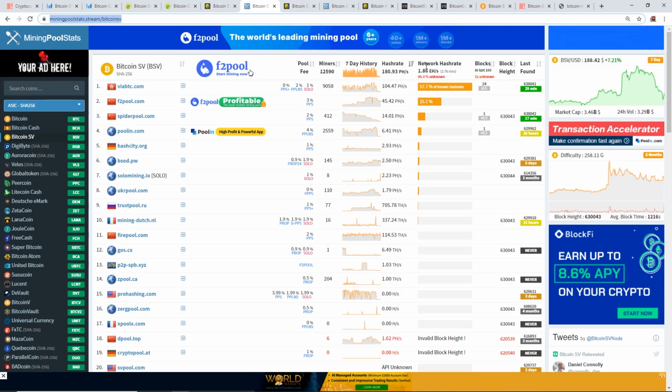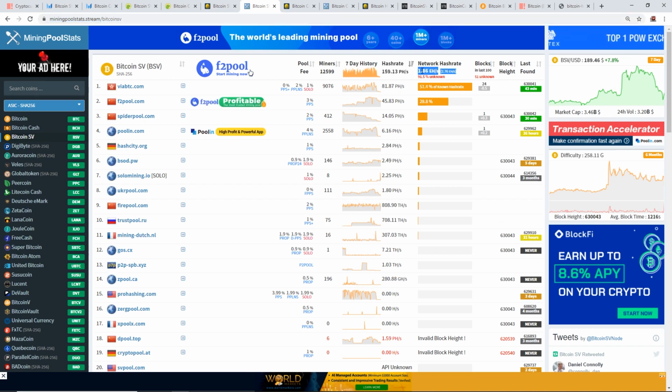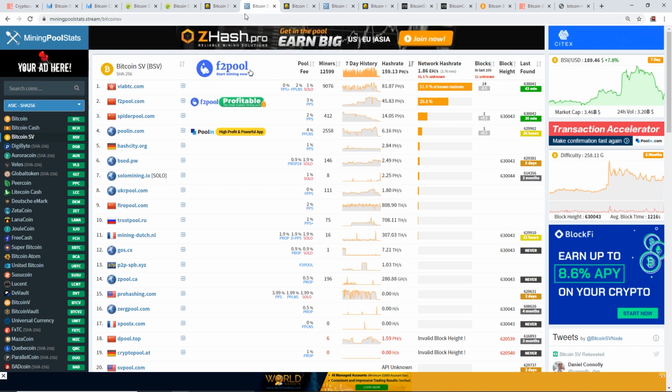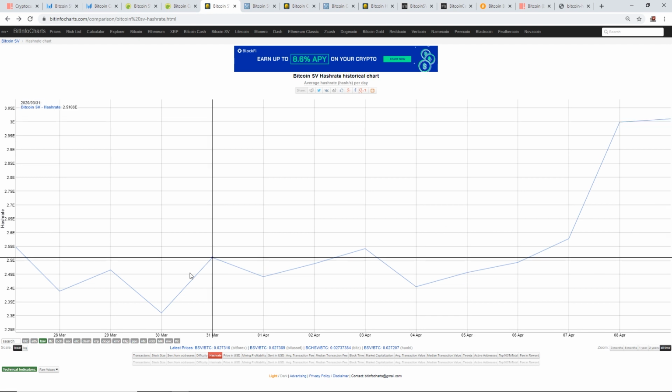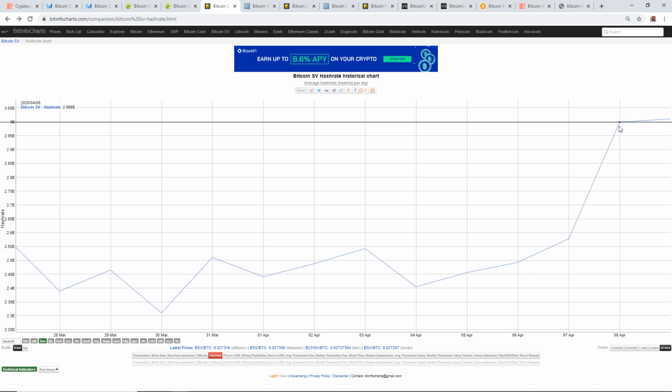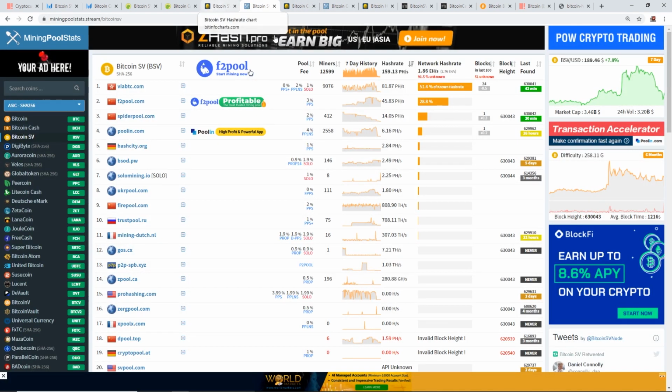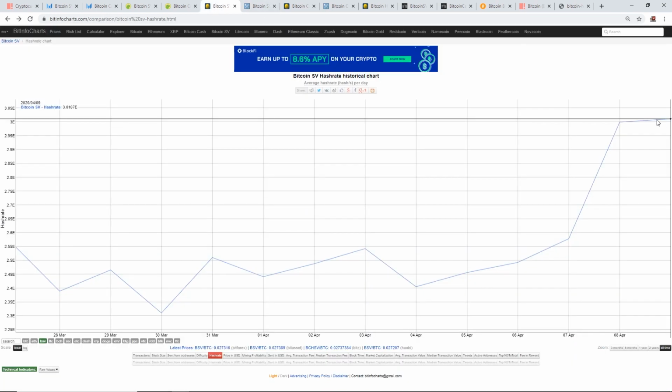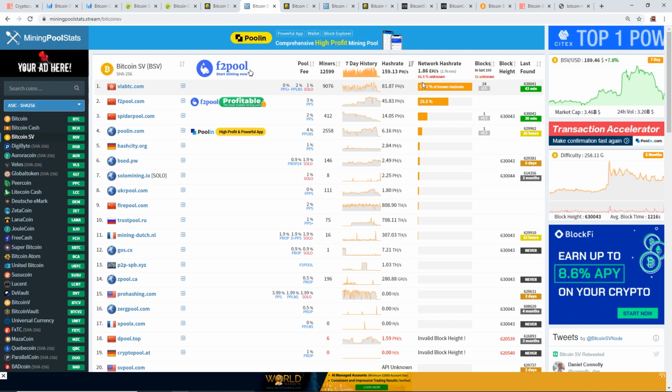I think the network hash rate for Bitcoin SV now, according to mining pool stats, is 1.86 exahash. So from 3 to 1.86 would be a considerable drop, quite a big drop. I would say less than half, maybe a little bit more than one third for sure. 1.86 exahashes versus 3 exahash maybe a day ago.